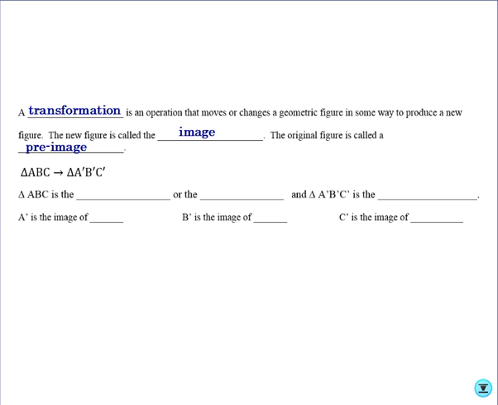Whenever you make a new image, this notation tells you that I'm starting with triangle ABC, and then it's transforming, and once it's gone through a transformation, we label it A prime, B prime, C prime. So triangle ABC is the pre-image, or the original figure, and triangle A prime, B prime, C prime is the image. A prime is the image of A, B prime is the image of B, and C prime is the image of C.